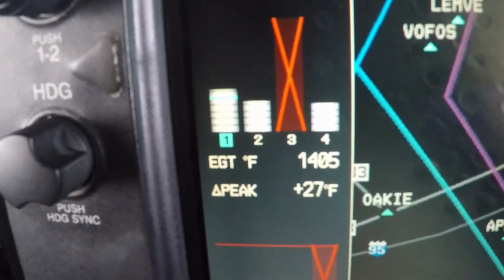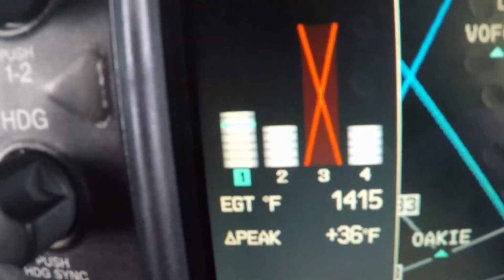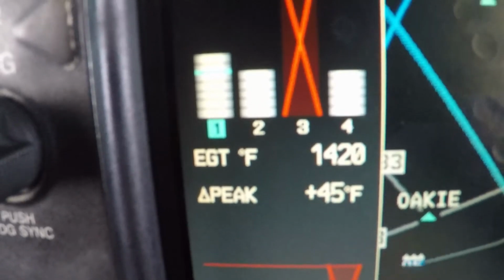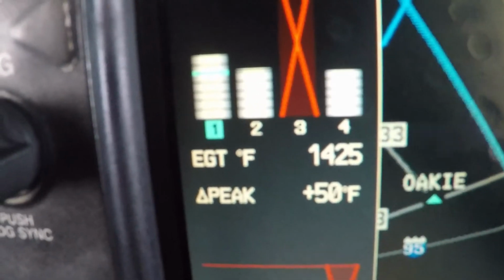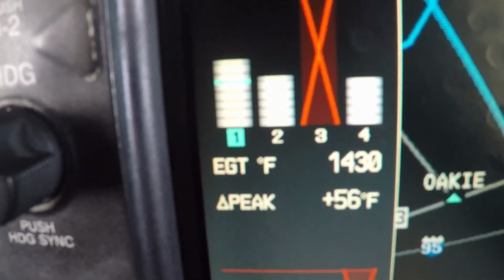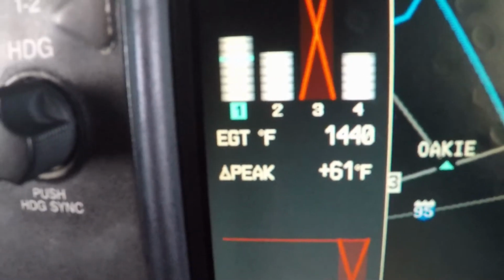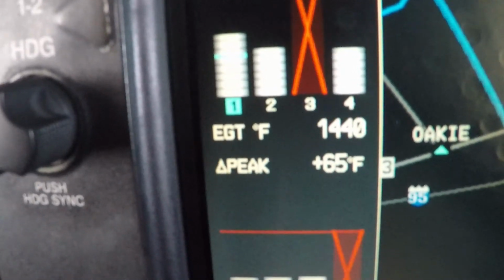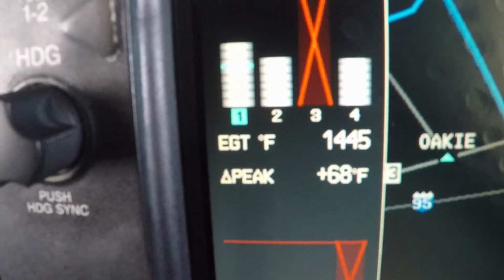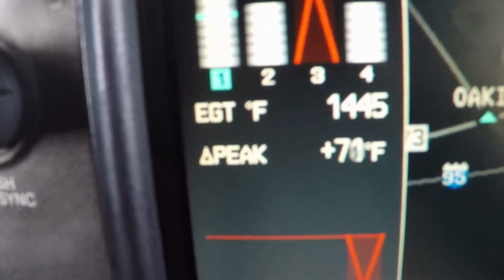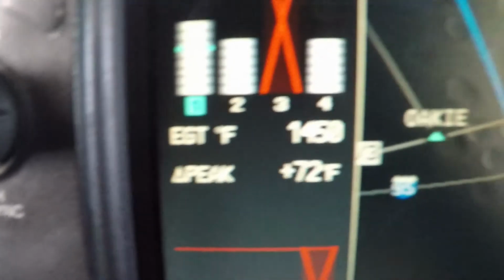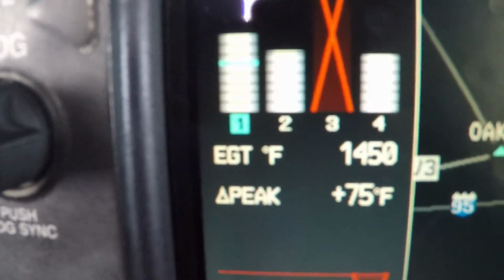So what I can do is look at delta peak, and we'll see how high it goes. And I can notice the highest positive delta peak, when it starts to go down again, I know I've reached peak. So all I have to do is notice the highest delta peak I get, and also take a glance at EGT and write down that temperature, if you will.